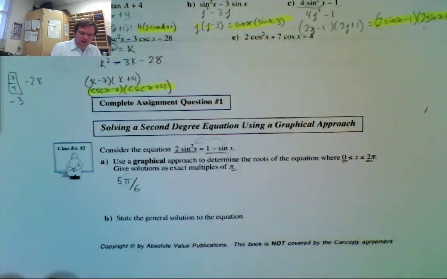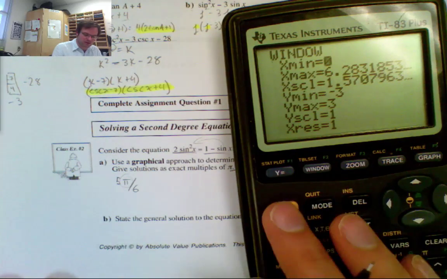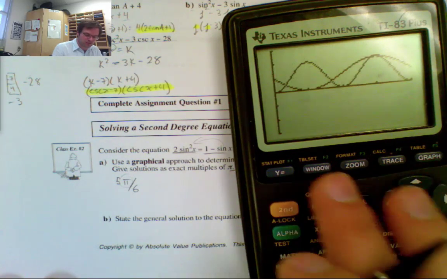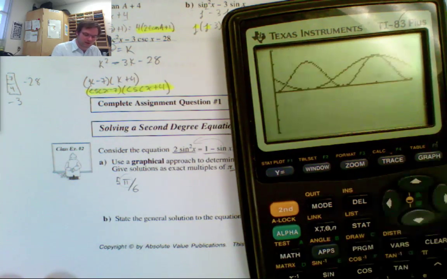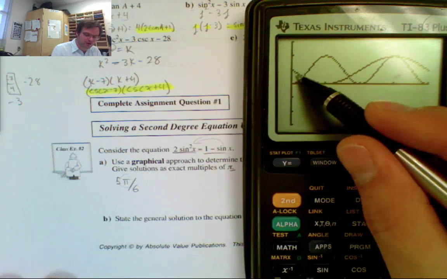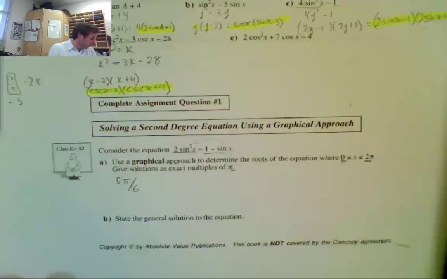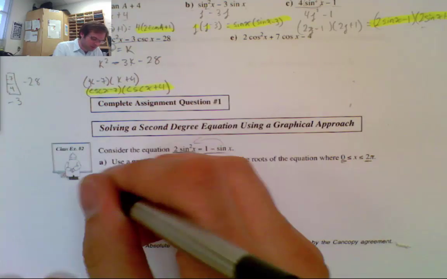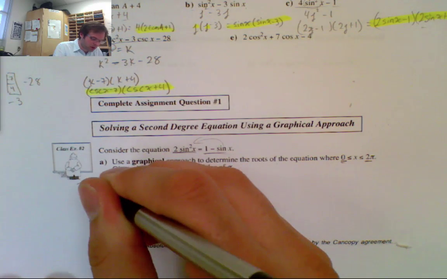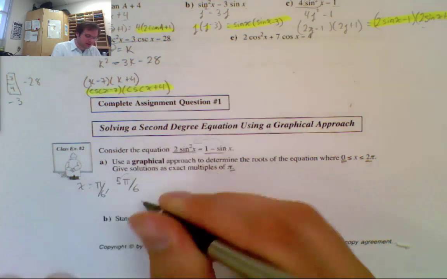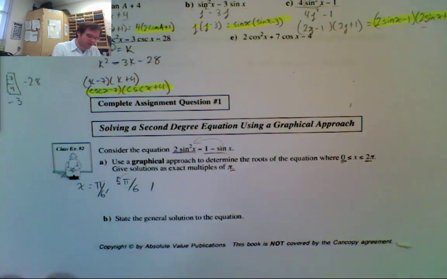So we know that's one of the answers, and that is, oops, window, graph. That is this one here, and we have two other answers in there. Those two other answers are going to be pi over 6, and we also have 3 pi over 2.